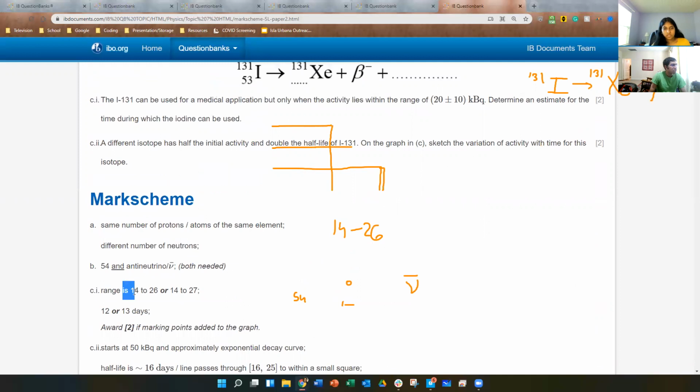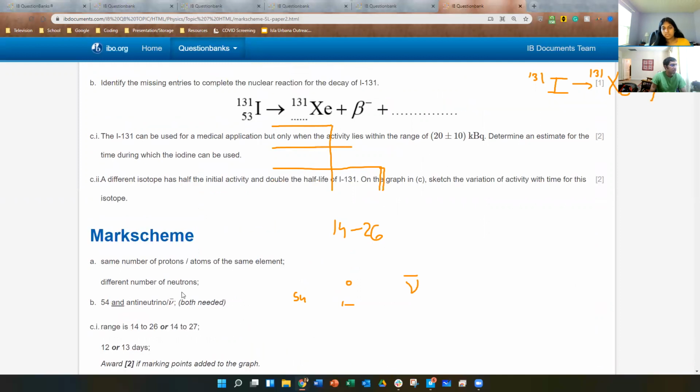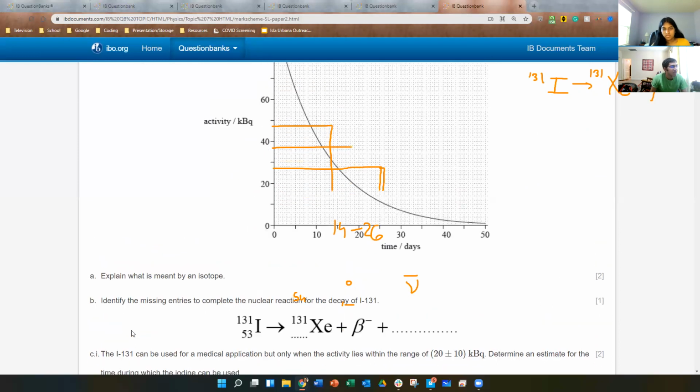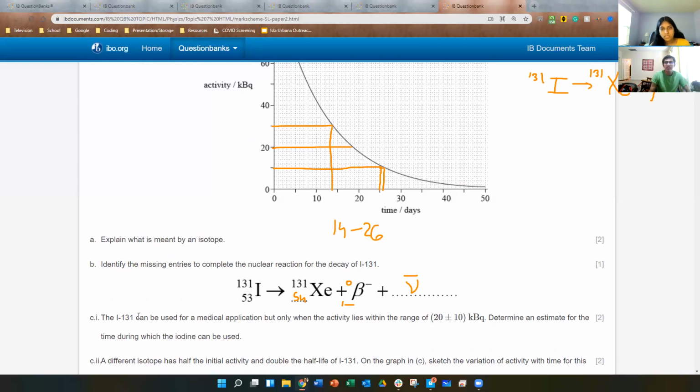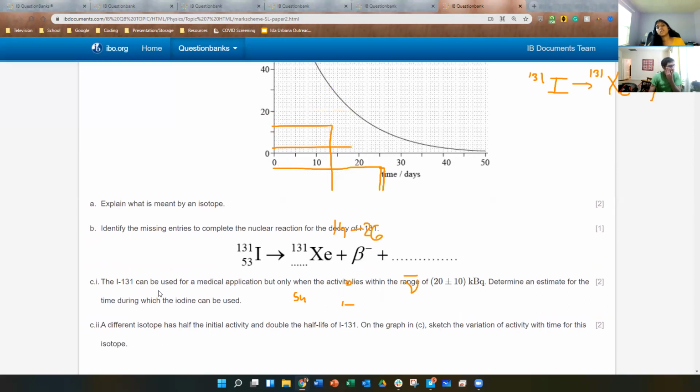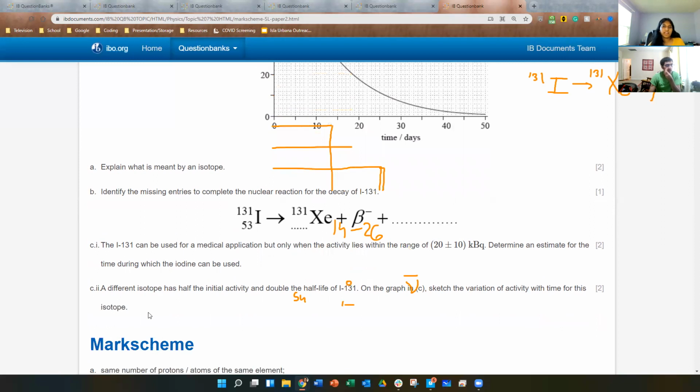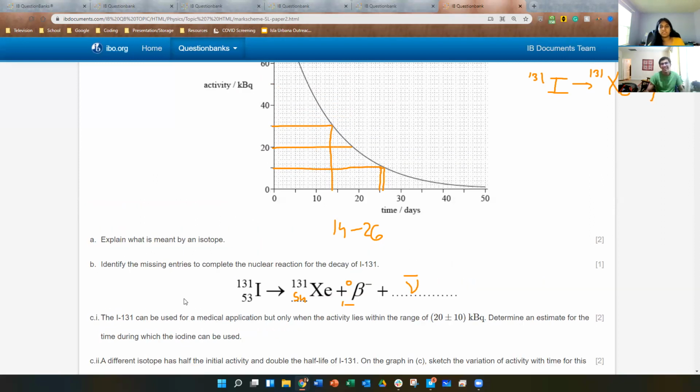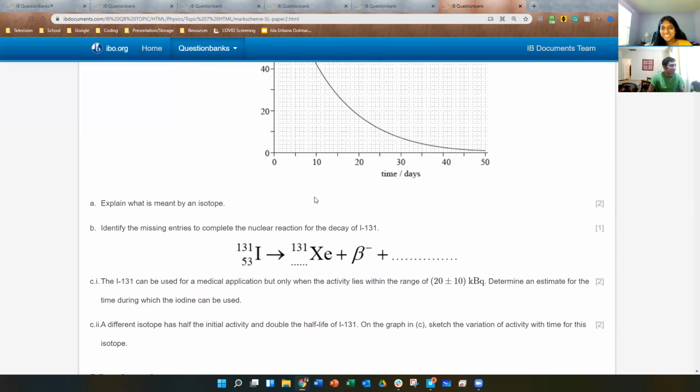Well, the range is 14 to 26 or 14 to 27. Interesting. They were strict about the 14, but now it's either 26 or 27. So I guess on the paper, you should bring a ruler with you on the exam. I think it's also because your line was kind of covered. We all know how good my lines are.